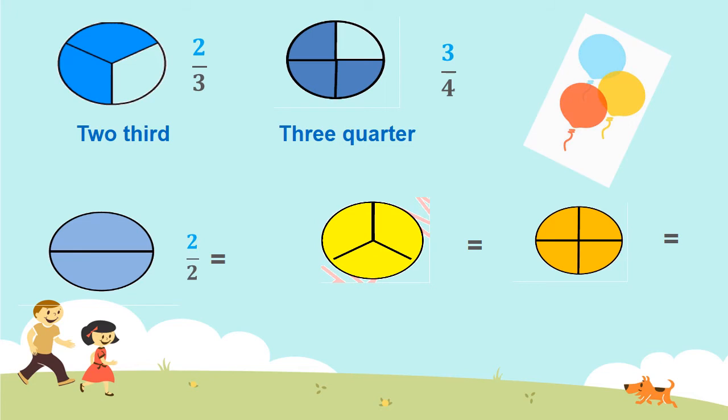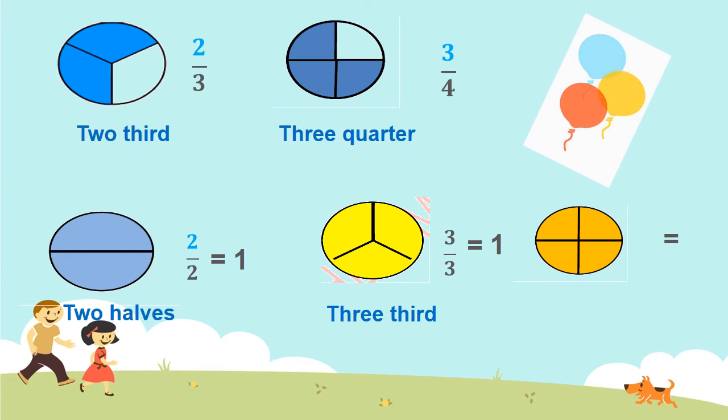It's 2 over 2. 2 shaded parts and the total parts are 2. So it's 2 over 2 which is equal to 1. 2 halves. The next one is 3 over 3 because 3 are shaded from the total of 3 parts. So it's 3 over 3 which is equal to 1. So if the number up is equal to the number down, it's equal to 1.